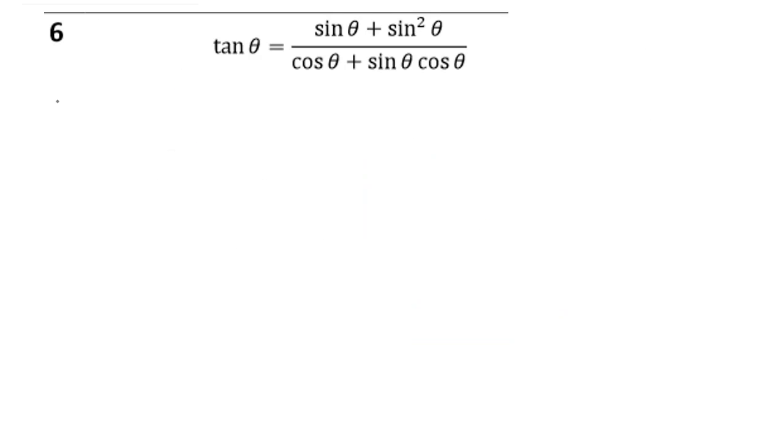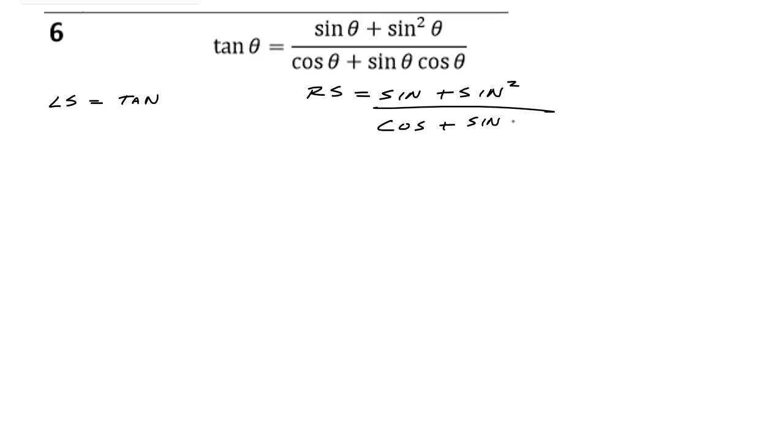Okay, here we go with example 6. Again, left side is just tan theta. So not much to do over there. The right side is sine plus sine squared theta, divided by cos theta plus sine theta times cos. I'm just putting a little dot there to indicate they're multiplying. Not much we can do on the left side. All you can do is rewrite that as sine over cos right now.